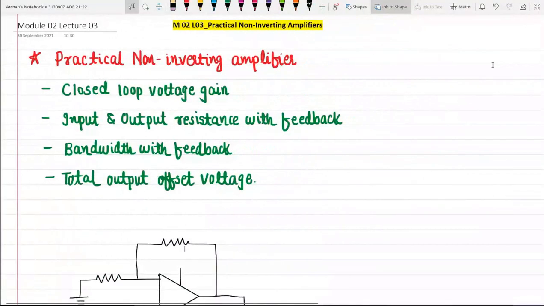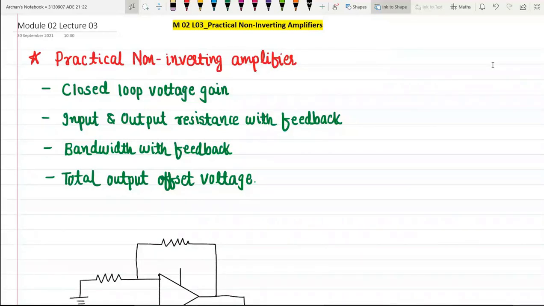Okay, so welcome to the course on analog and digital electronics. In the previous sessions of analog and digital electronics, we have started with the linear applications of operational amplifiers. In that, we have seen ideal inverting and ideal non-inverting amplifier, and after that, we have seen practical inverting amplifier. So, we have seen the importance of providing feedback, negative feedback to the amplifier, right?